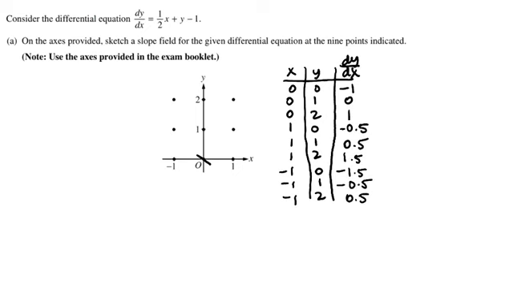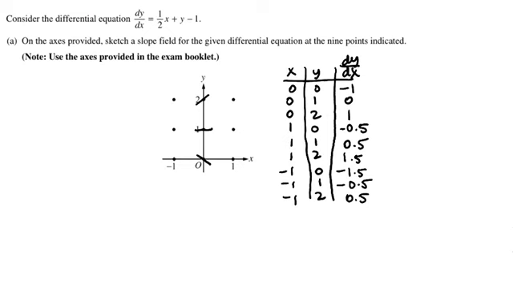Okay, I did the arithmetic. I put them all in there. And now it's time to go and fill in the slope. So at 0, 1, the slope is 0. And what will that look like when the slope is 0? Horizontal, flat, something like that. Okay, good. At 0, 2, the slope is 1. Okay, so there we have it.